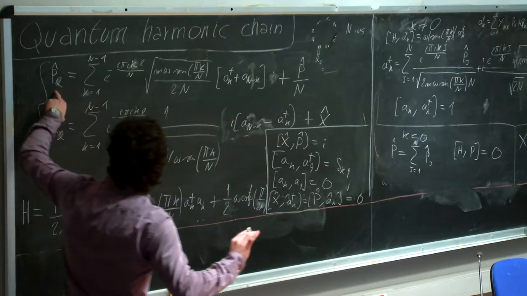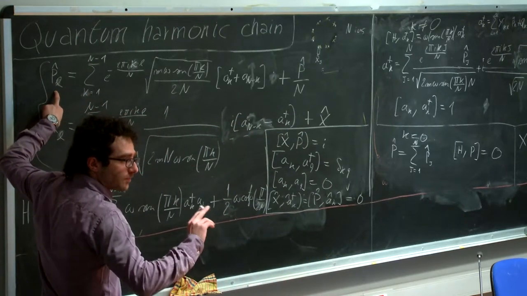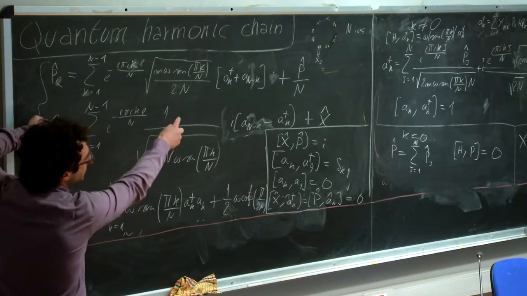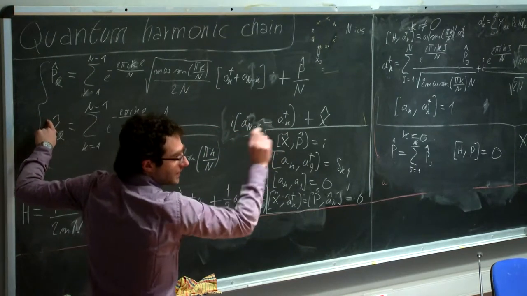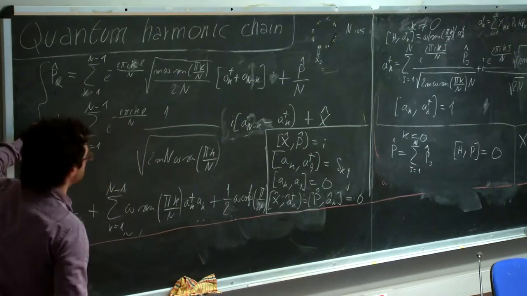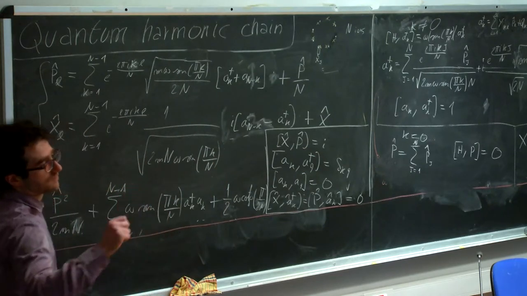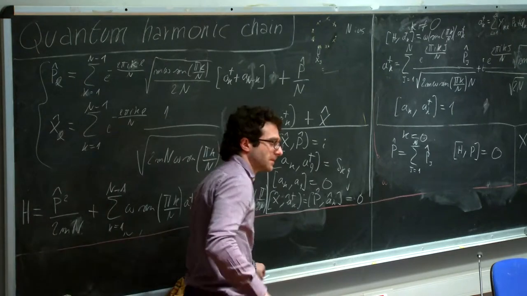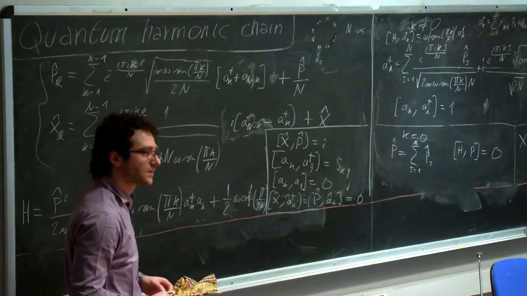Exactly. These are the original variables. X_l was the displacement of the ions from the lattice site, and P are the conjugate momenta, so the velocity of the particles, the momenta of the ions.